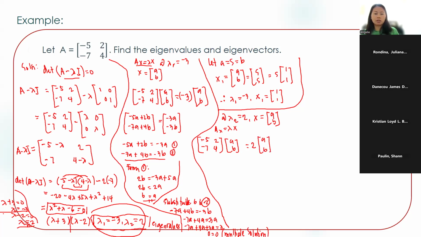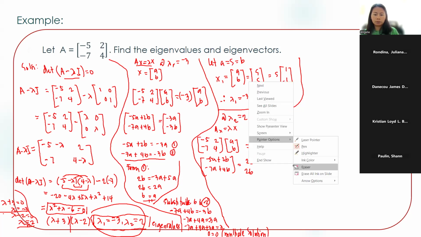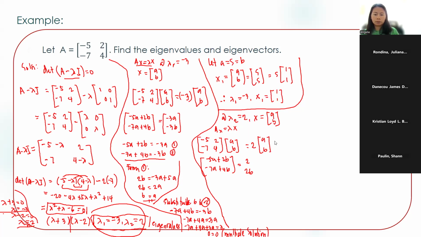As you can see, it's just the same process as this one, such that the difference is just the lambda. Right? So therefore, we can proceed with this. So we have negative 5a plus 2b, negative 7a plus 4b. They are the same. The only difference is here it is now 2b, 2a.